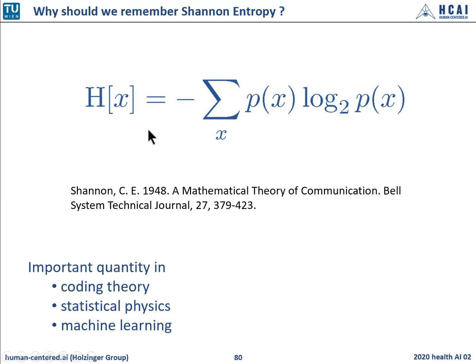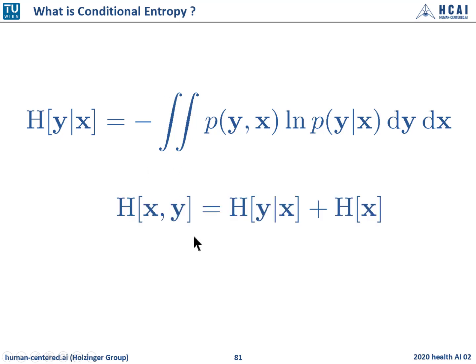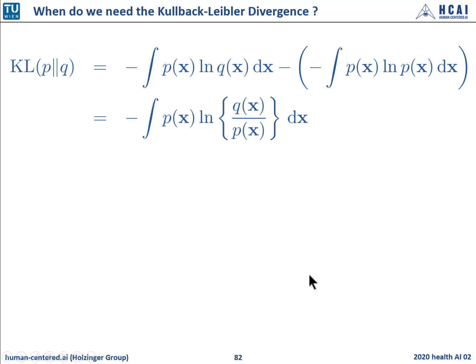So we can, for example, use Shannon entropy and conditional entropy. The double integral here is not complicated. This is just adding and adding again, and this is then expressed in this equation. And the question is now, when do we need the Kullback-Leibler divergence?